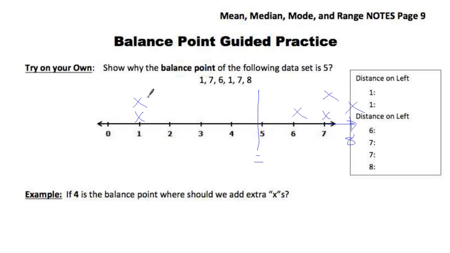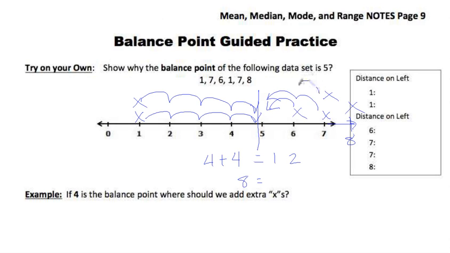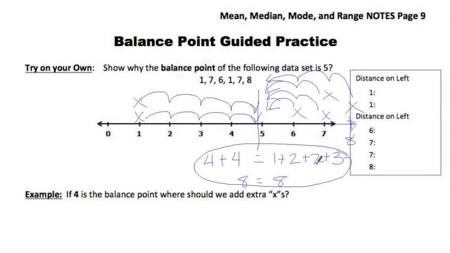So if you look at this one, 1 is 1, 2, 3, 4 spaces away. And so is the second one. It is 1, 2, 3, 4 spaces away. So I'm going to add those two together. 4 plus 4 is 8. 6 is 1 space away. 7 is 2 spaces away. So is the second 7. It's also 2. And then 8 is 1, 2, 3 spaces away. 1 plus 2 is 3, plus 2 is 5, plus 3 more is 8. So that is why, right here, the balance point is 5.